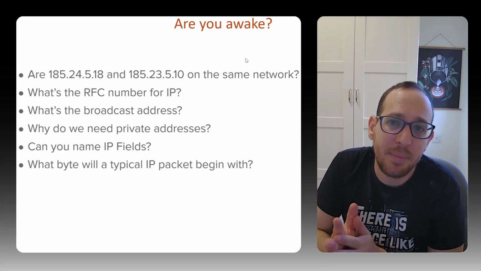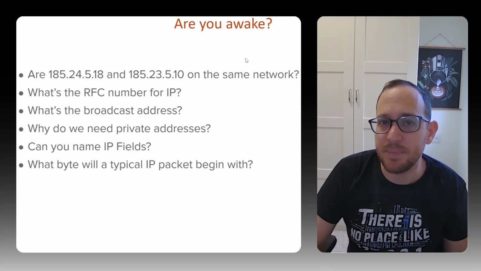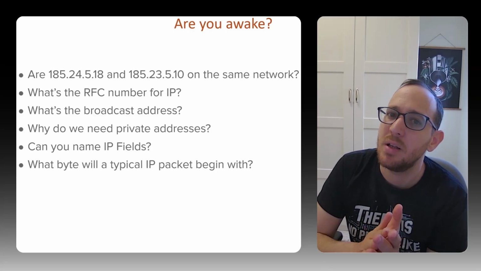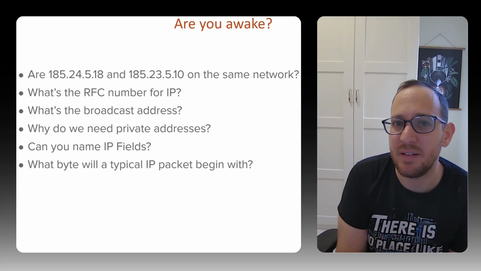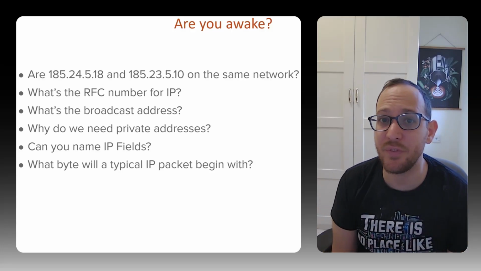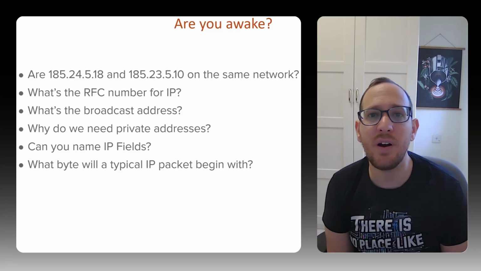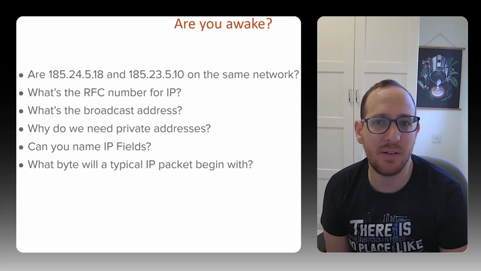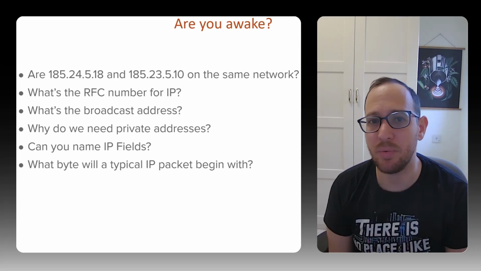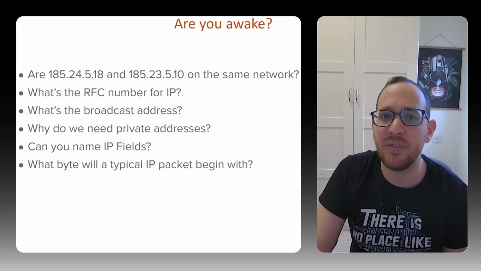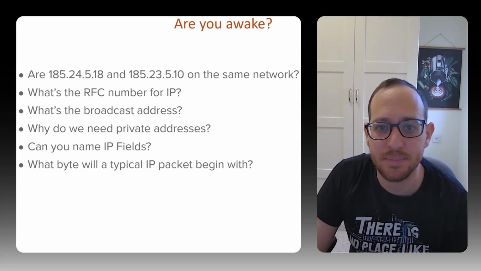What byte will a typical IP packet begin with? 4, 5. Why is that? The 4 means that this is an IPv4 packet, because it's the version field, and then 5 in the IHL field means this packet has a header which is 20 bytes long, because we have multiples of 4 there, so 5 times 4 is 20.